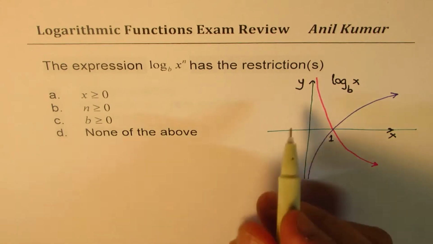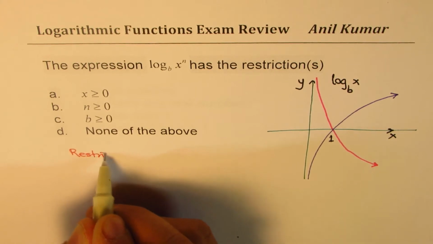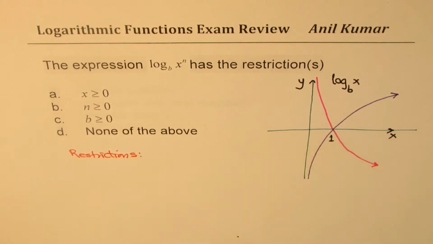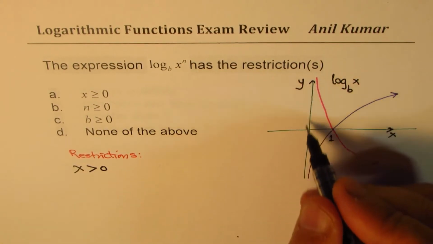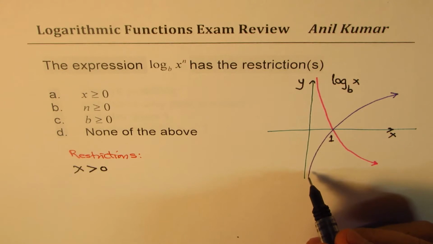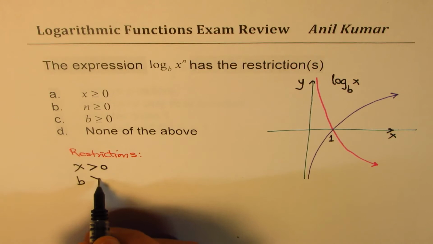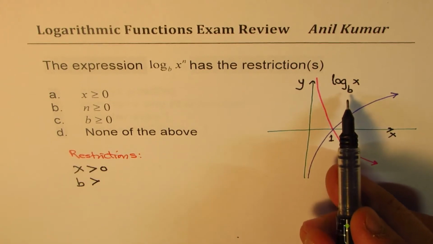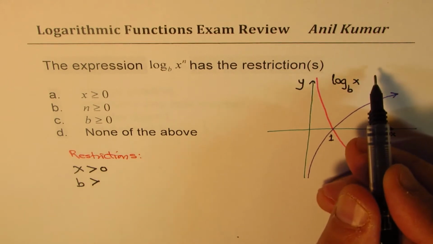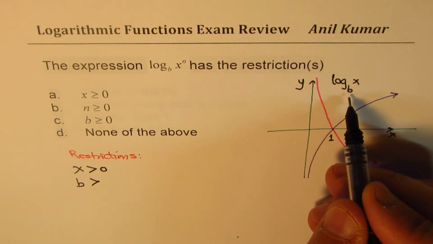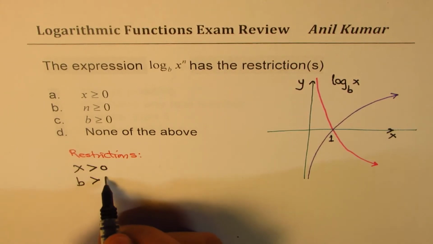Let me write down those restrictions and then we'll select the right choice. Restrictions are that x has to be greater than 0, since this is an asymptote, you can see, right? So that is one. And second, as far as the base is concerned, it cannot be negative, since the equivalent expression for this is an exponential function, where we cannot have a negative base, correct? So base b is also greater than 0.